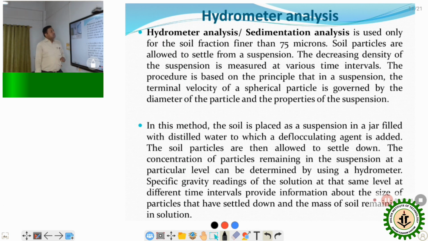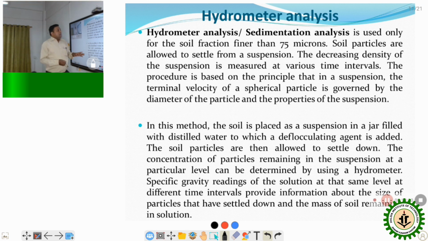Now comes the hydrometer analysis, or the wet analysis. Here the soil mass that will be used is the soil mass that has been collected in the pan. After sieving, the soil mass in the pan has a particle size less than 75 micron. So that cannot be analyzed by sieve. We have to go for the hydrometer analysis.